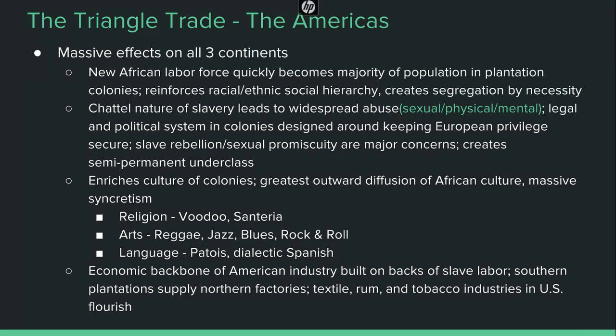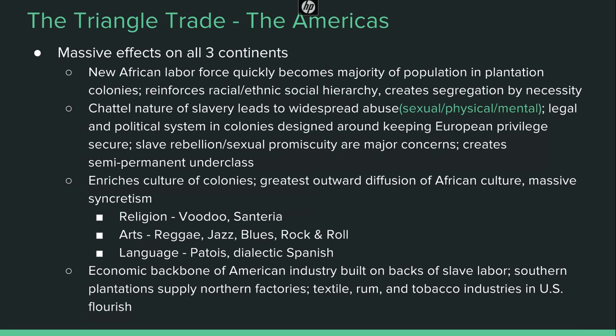So I mean that's a pretty illustrative example of the semi-permanent legal and judicial underclass that the African population of the Americas was. Now, the slave trade, however, greatly enriches the culture of the colonies because you have the greatest outward diffusion of African culture pretty much in human history. There is massive syncretism of African culture and ways of life with both European and Native Americans.